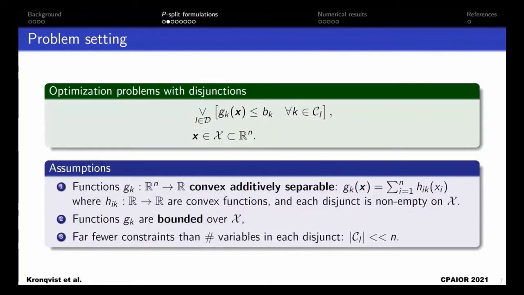We could relax the first assumption. Everything works fine if the functions are only partially additively separable, but for derivation it is simpler if we assume that the functions are fully separable. The last assumption is technically not needed, but it characterizes situations where the Psplit formulation can have an advantage over both big M and convex hull.